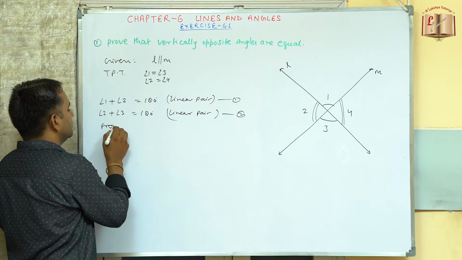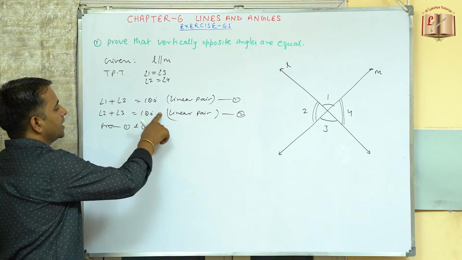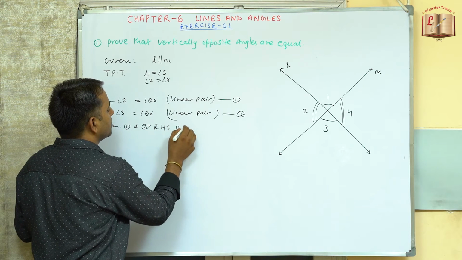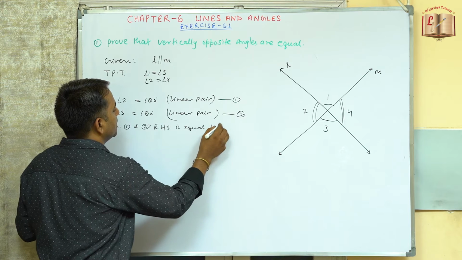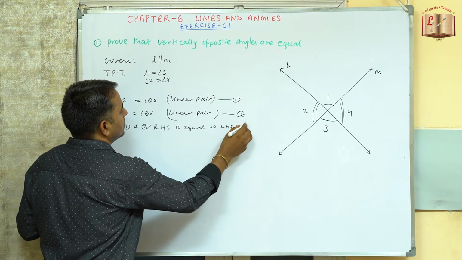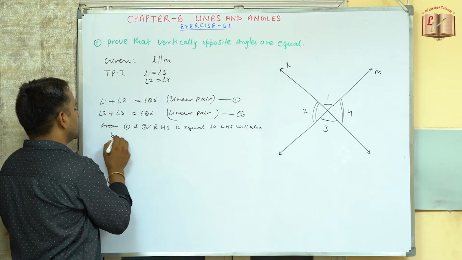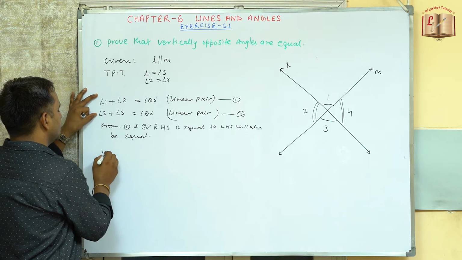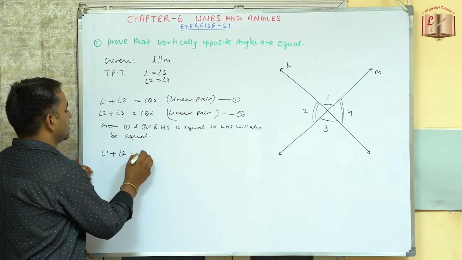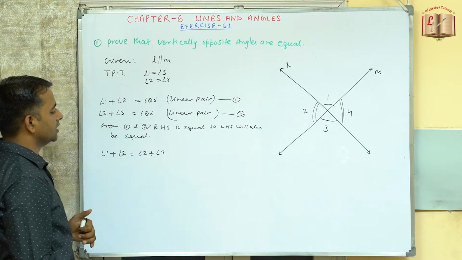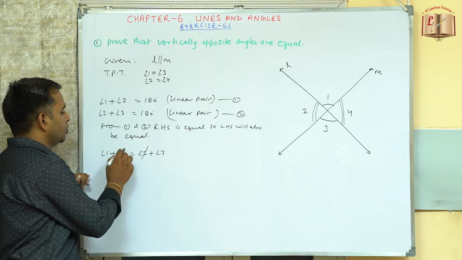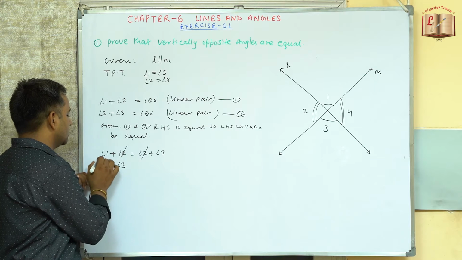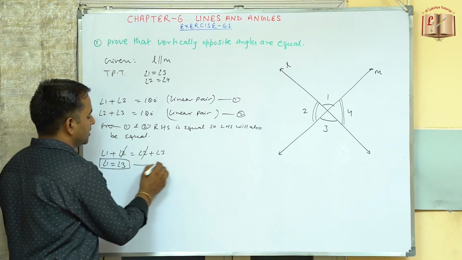Now from 1 and 2, the right hand side is equal, so the left hand side will also be equal. So now equating the LHS of both these equations, angle 1 plus angle 2 will be equal to angle 2 plus angle 3. So from here angle 2 got cancelled. So angle 1 is equal to angle 3. This is now proved.